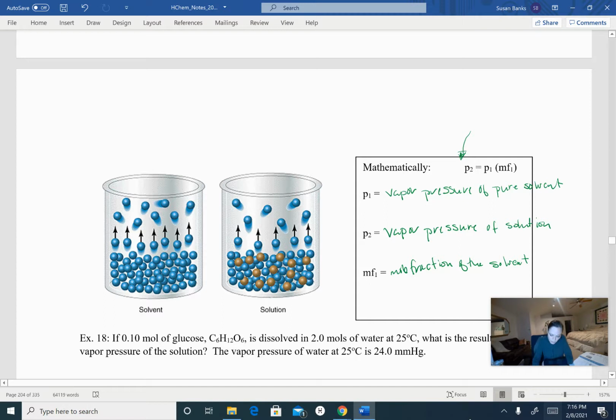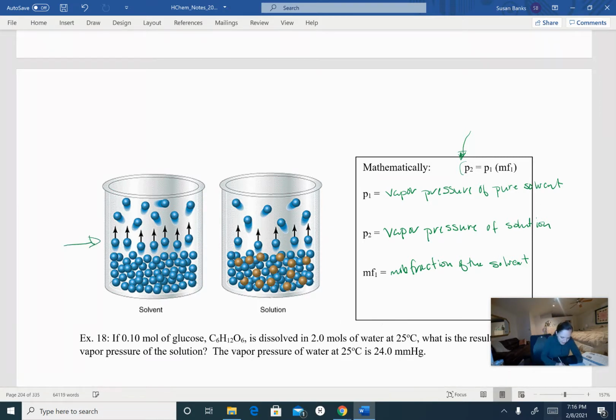Okay, so this is our formula. So the pressure that we would expect is equal to the vapor pressure of the pure solvent times the mole fraction of the solvent. So it's just really a proportionality of the mole fraction. Okay, so here's a diagram just to give you an example.